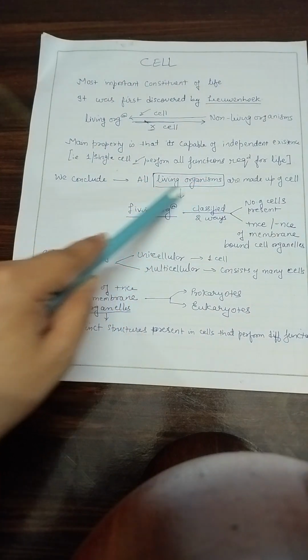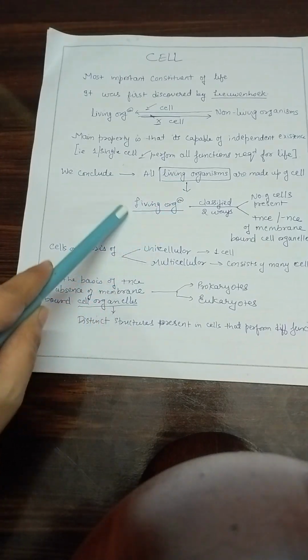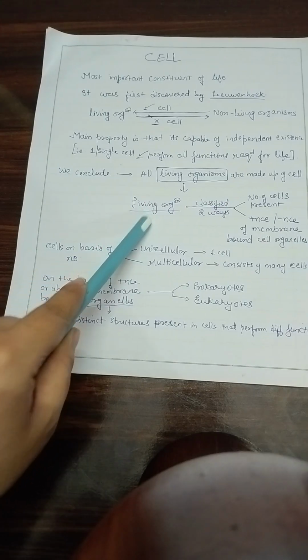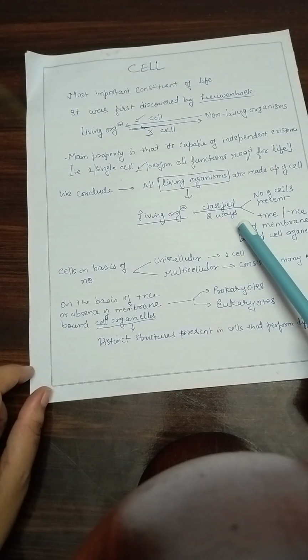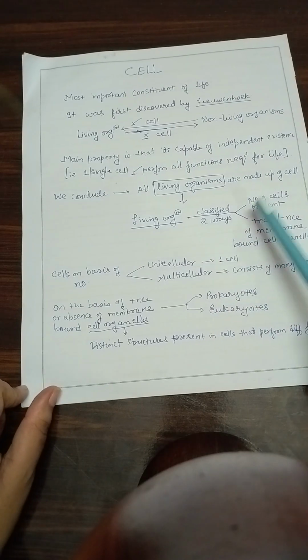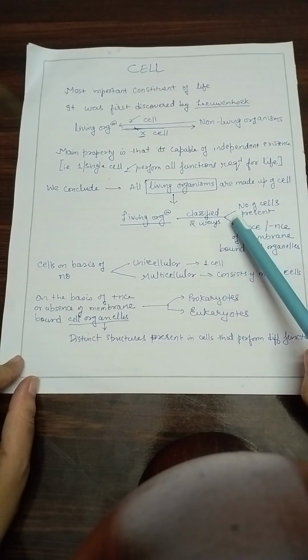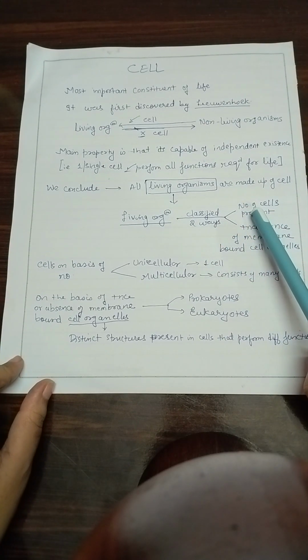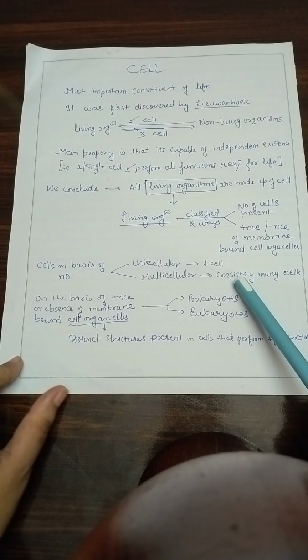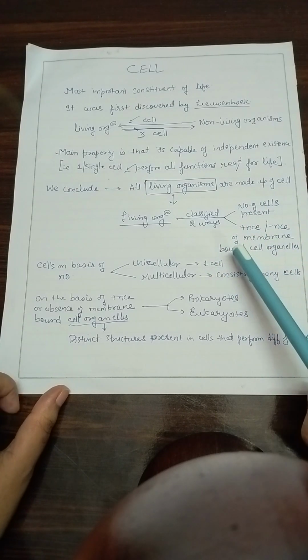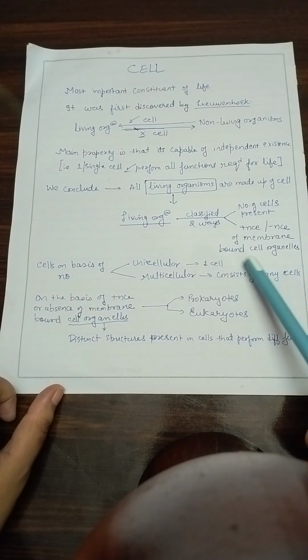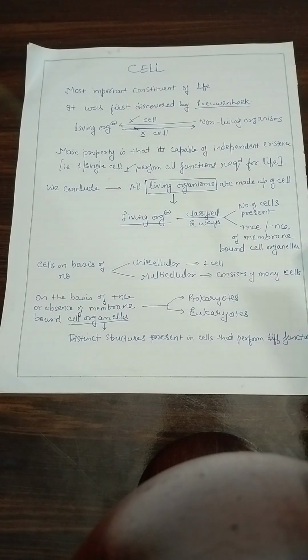So, if we look at these living organisms, we find that they can be classified in two ways. Firstly, on the basis of the number of cells in them, and secondly, on the basis of the presence or absence of membrane bound cell organelles in them.